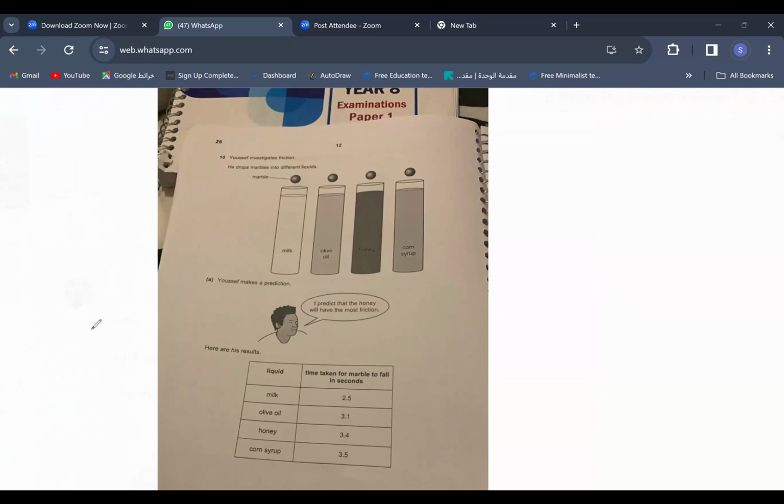Here we have question 10. Yusuf investigates friction. He drops marbles into different liquids. Those are marbles in 4 different liquids. We have here milk, olive oil, honey, and corn syrup. Yusuf makes a prediction. What is his prediction? I predict that the honey will have the most friction. Then we have a table of his results. Milk, time taken for the marble to fall in seconds was 2.5 seconds, 3.1 for the olive oil, 3.4 for the honey, 3.5 for the corn syrup. Okay? Everything is clear? Yes.